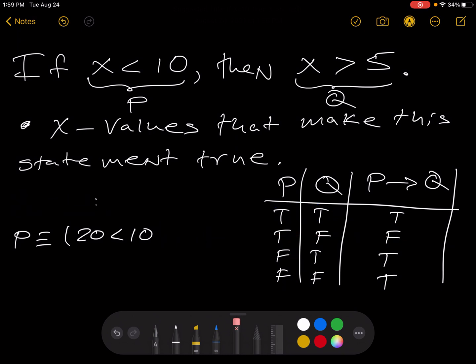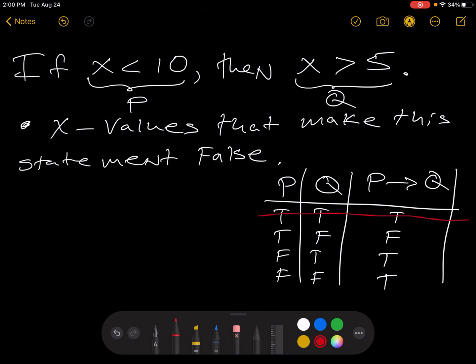Right, now let's look at x values that make this statement false. All right, so if we want it to be false, that means we don't want it to be true. So we'll eliminate all the rows that lead to true. And we really only have one possibility, right? We just have this possibility. We have to get P, which is x is less than 10, to be true, and Q, which is x is bigger than 5, to be false. So we need an x value that's less than 10, but not bigger than 5.